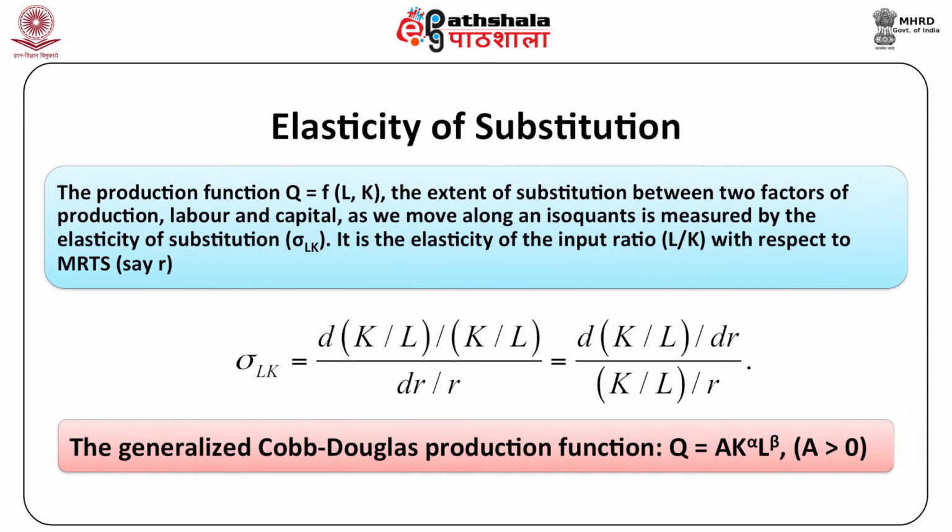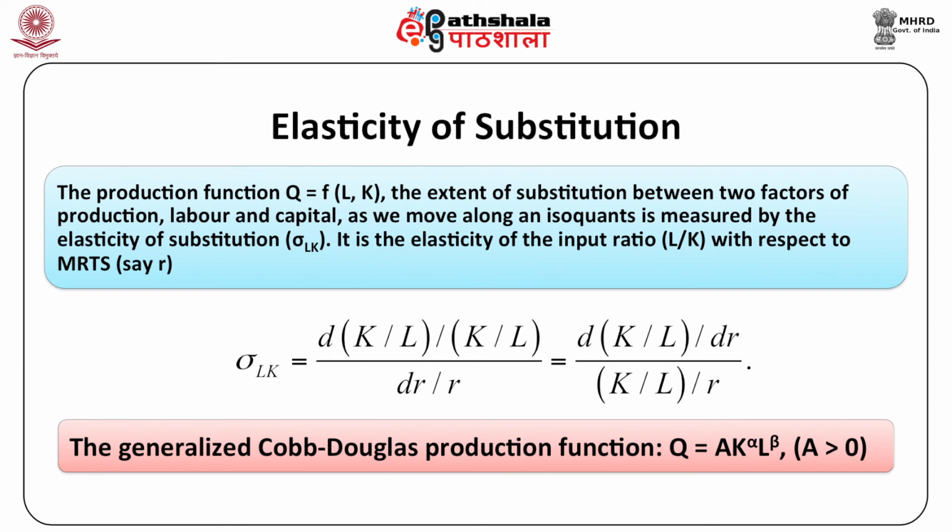Elasticity and substitution. Given the production function Q = f(L, K), the extent of substitution between the two factors of production, labor and capital, as we move along an isoquant is measured by the elasticity of substitution sigma LK. It is the elasticity of the input ratio K/L with respect to MRTS, R. Thus, sigma LK = d(K/L)/(K/L) divided by dR/R, which is equal to d(K/L) over (K/L) divided by dR over R.